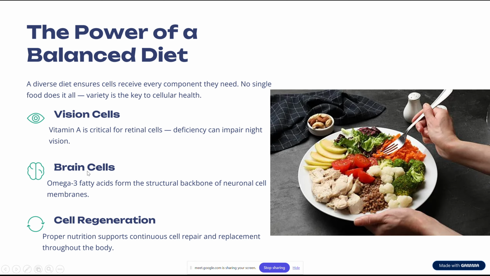Brain cells also: omega 3 fatty acids form the structural backbone of neuronal cell membranes. So imagine you are not taking foods that have omega 3 fatty acids, especially something like fish. Fish contains omega 3 fatty acids well, so it's very effective if you want to improve brain functioning. So omega 3 fatty acid is very important for your brain cells. And proper nutrition also supports continuous cellular repair and replacement throughout the body, that is, cell regeneration.